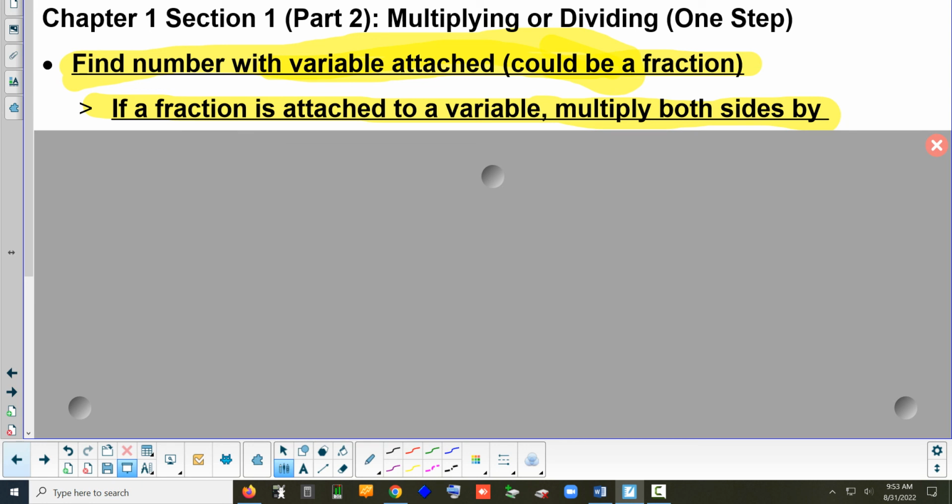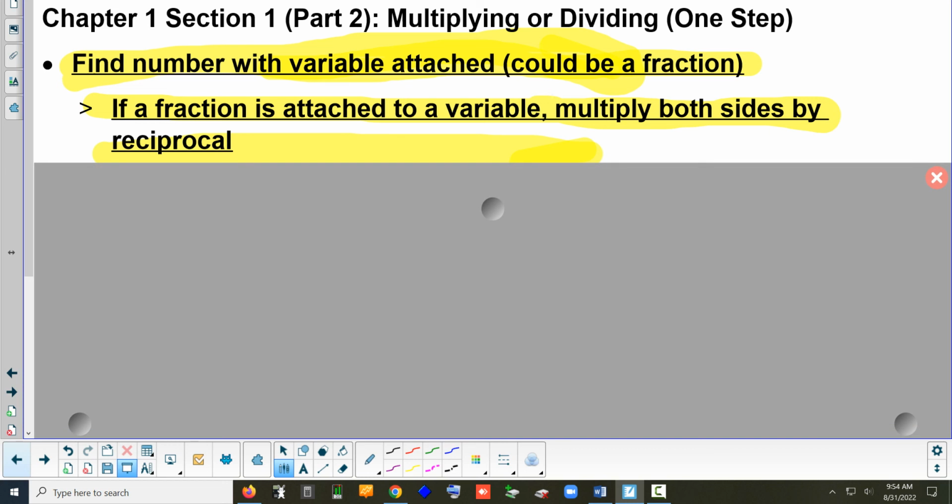If the number that's attached to the variable is a fraction, we're going to multiply, and multiplying is fine. We just said you can multiply as long as you do it on both sides. And the way you have to solve it is multiply both sides by the reciprocal.